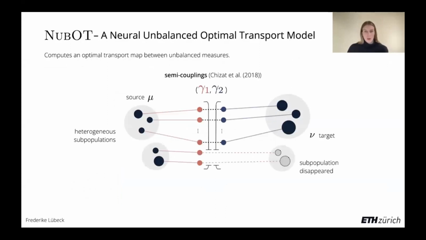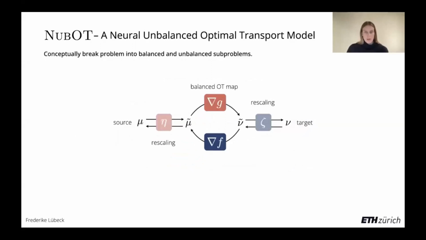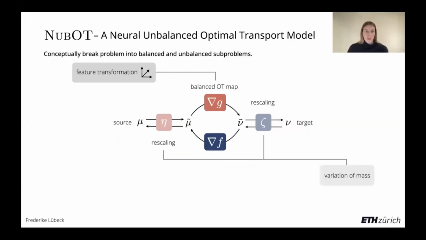In this work, we present NuBot, a neural unbalanced optimal transport model, which computes a cost-minimal mapping between two unbalanced measures. Our model is based on the formalism of semi-couplings, which couple two distributions while allowing variation of mass. We propose an efficient neural optimization scheme to learn and parameterize these semi-couplings. We do this by conceptually breaking the problem into balanced and unbalanced subproblems, each tackling a separate aspect of the difference between measures. One tackles the feature transformation, so actually moving points in space, and the other one tackles the change of mass. More specifically, we seek balanced proxy measures, which are rescaled versions of the original measures, and then we want to solve a balanced optimal transport problem between these proxies.